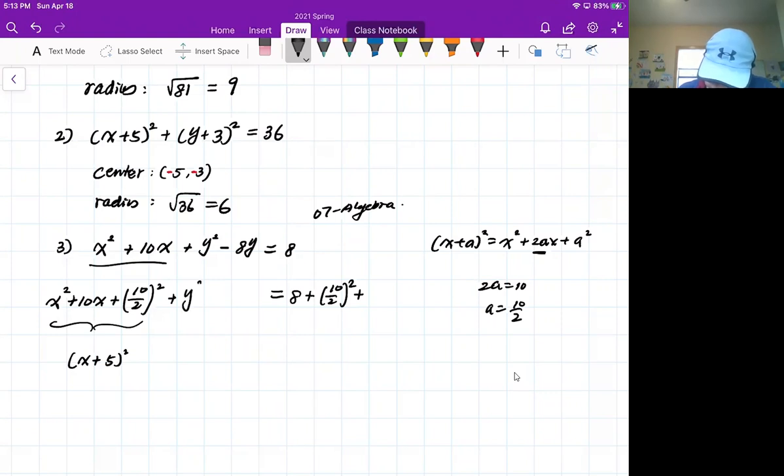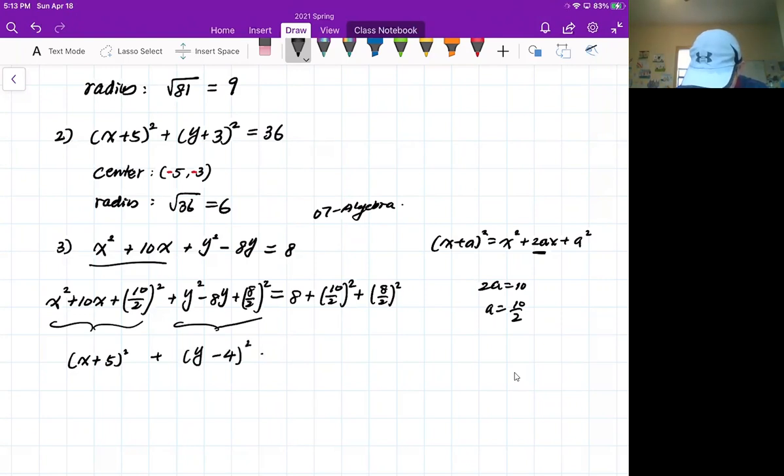Okay, second one, you're going to add 8 over 2, squared. So the key idea is that you always pick the coefficient of x, divide by 2, and take the square. That's the number you need to add. So I'm going to add this here, and that gives (y minus 4) squared.